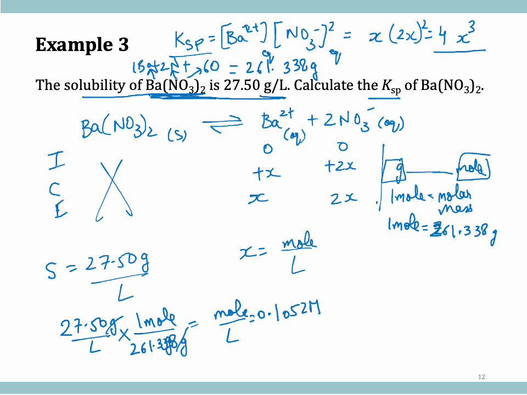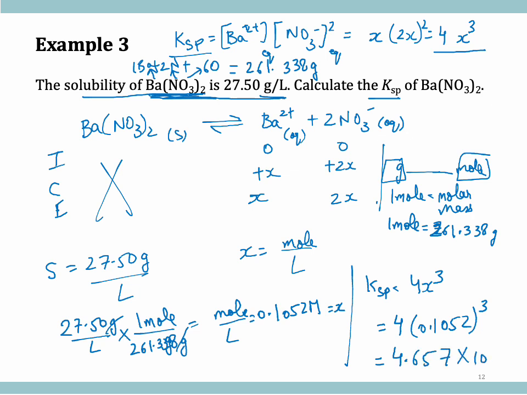So this is my X. Now from here I can solve KSP. KSP is going to be 4x cubed, which means it is 0.1052 cubed, which if you plug in your calculator gives you 4.657 times 10 raised to the power negative 3. So that basically is how we can solve for this equation.